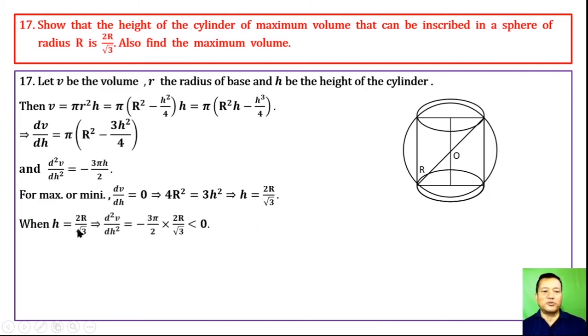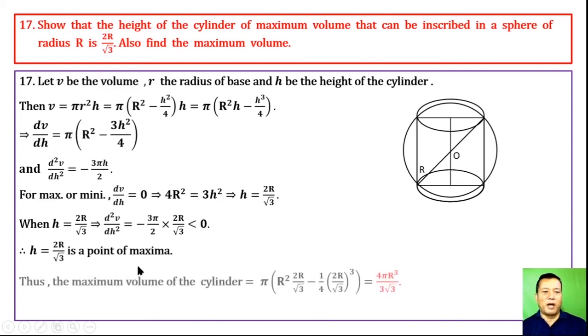When small h is 2R by root 3, then second order derivative is a negative number. Therefore, h is equal to 2R by root 3 is a point of maxima. Thus, the maximum volume of the cylinder is found when h is replaced by its equivalent value. After solving, we get 4 pi R cubed by 3 root 3. Hence, proved.